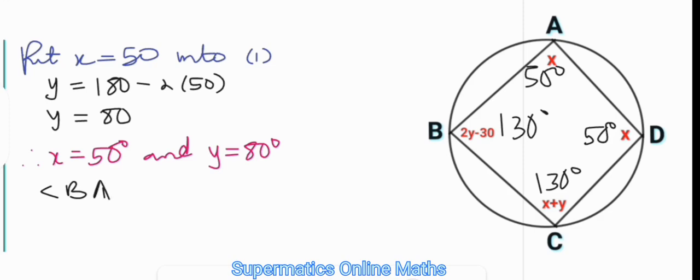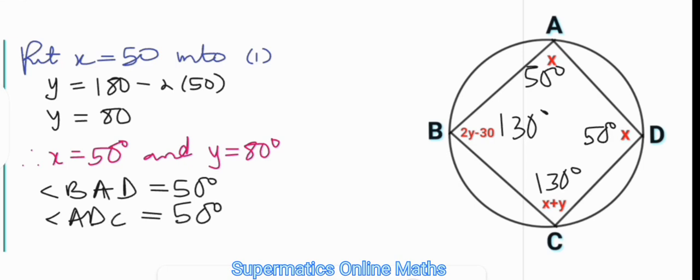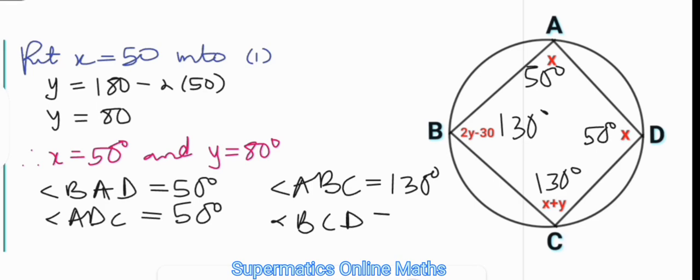Hence, the conclusion is that angle BAD is 50 degrees. Angle ADC is 50 degrees. Angle ABC is 130 degrees. And angle BCD is also 130 degrees.